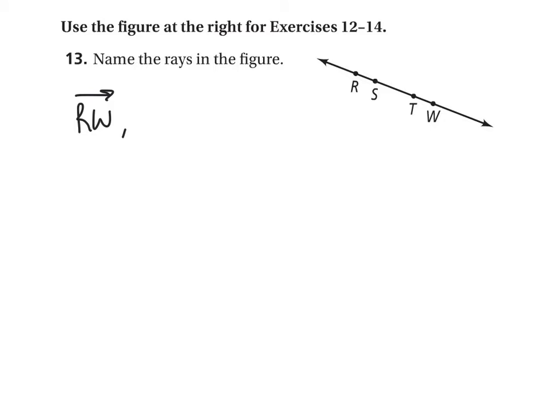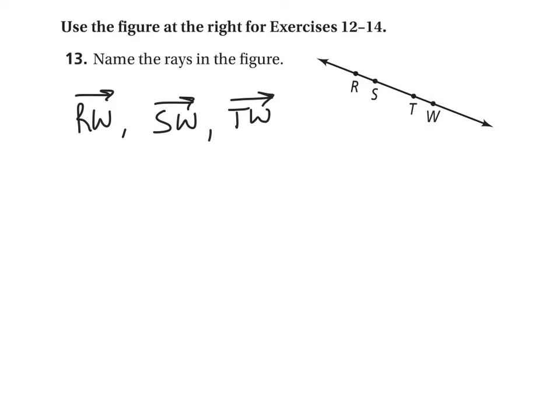If I start then at endpoint S and go in that same direction, I then have ray ST or ray SW. Again, they're the same ray. So I'm just going to go ahead and call it ray SW. I can start at endpoint T. Going in the same direction, TW, there's only one way to name that one. All right, but those are 3 different rays.